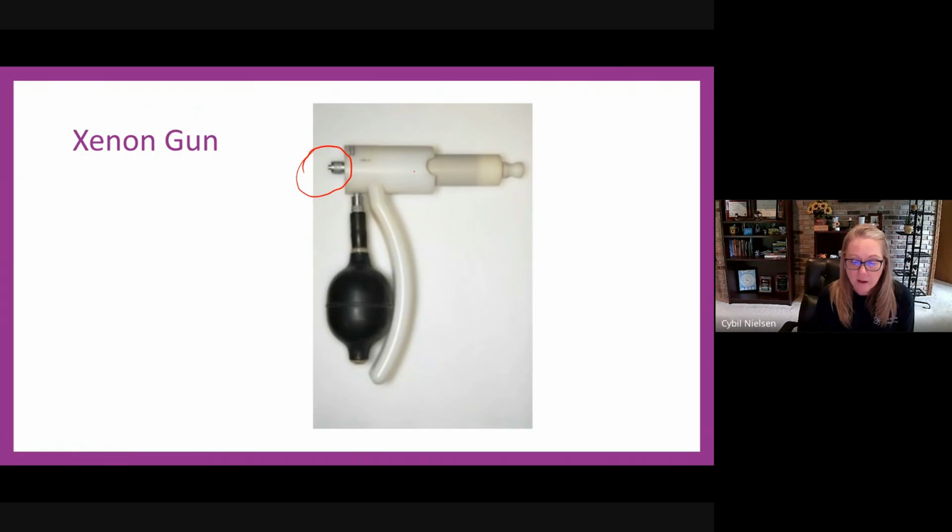And then the vial goes inside of here. We push on the back and there's a prong here and the prong will hit the rubber stopper, allowing the gas to come out. And then you can squeeze the bulb a couple times, which causes the gas to go into the mask.